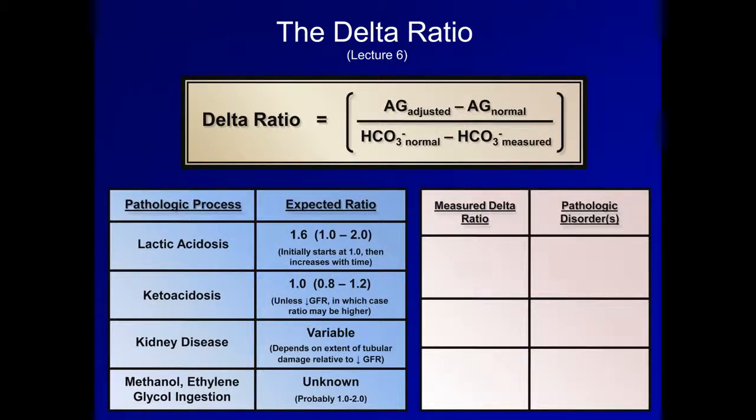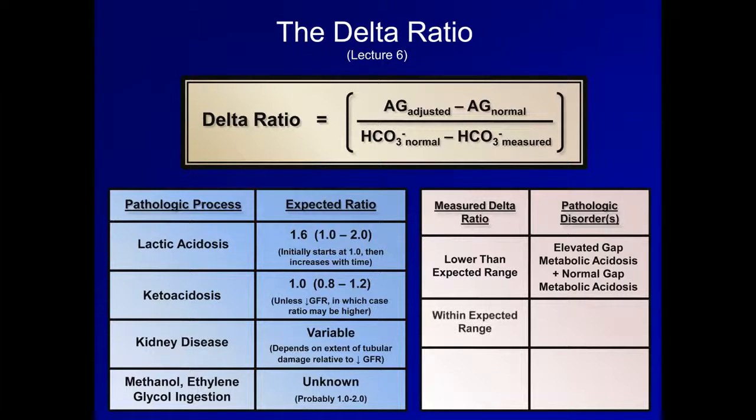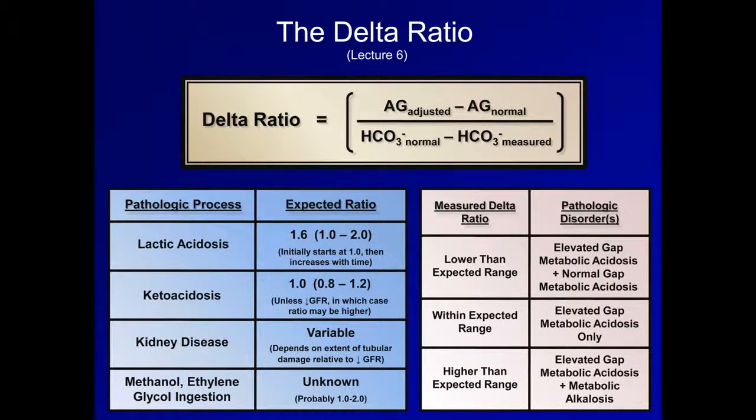If the measured ratio is lower than the expected range, it means that bicarb has dropped much more than the anion gap has increased. This would require a simultaneous elevated gap acidosis and a normal gap acidosis. If the delta ratio is within the expected range, there is only an elevated gap acidosis present. If the ratio is higher than expected, then there must be both an elevated gap acidosis and a metabolic alkalosis.